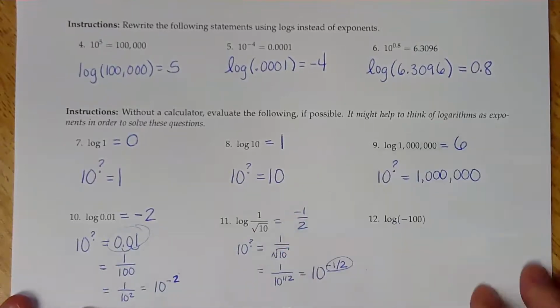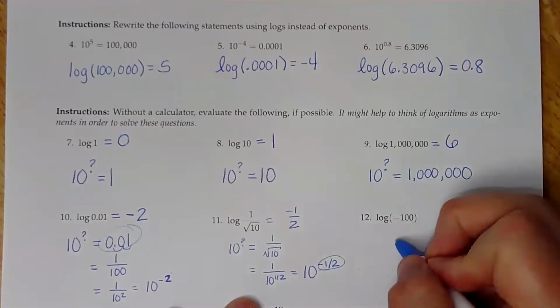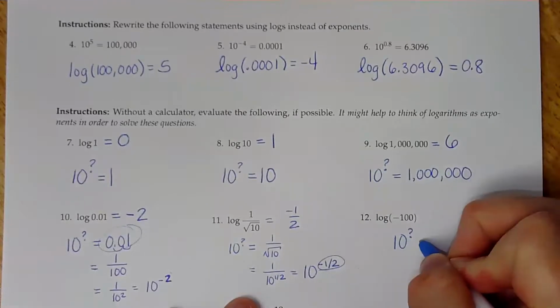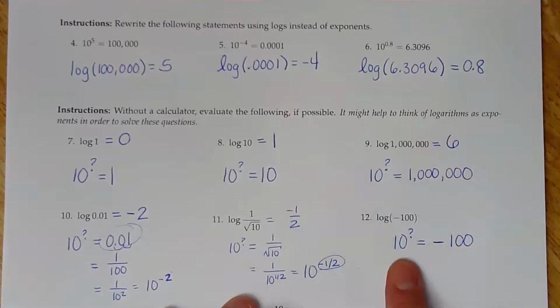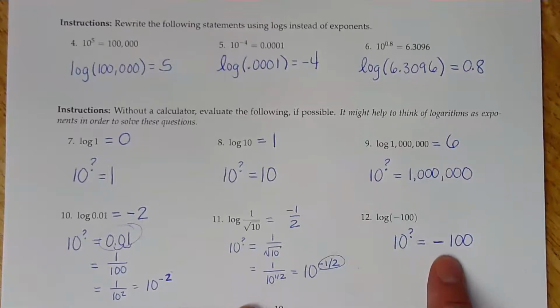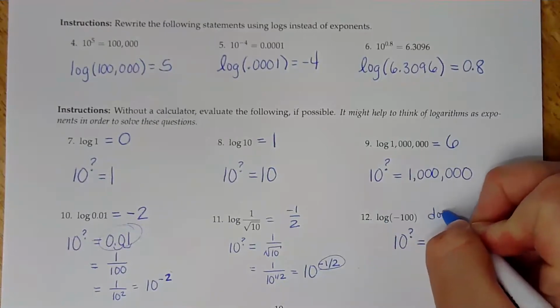All right, and last but not least, number 12, log of negative 100. So I need 10 to the question mark is equal to negative 100. Can I multiply? 10 is a positive number, and if I keep multiplying it by itself, can I ever get a negative number out of that? The answer is no, because I'm just working with multiples of this positive number or dividing by multiples of this positive number. So there's no way to get a negative out of that. So log of negative 100 does not exist.